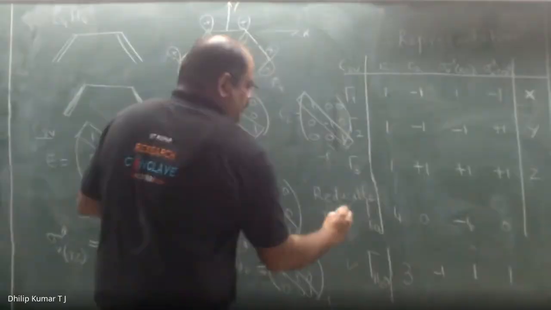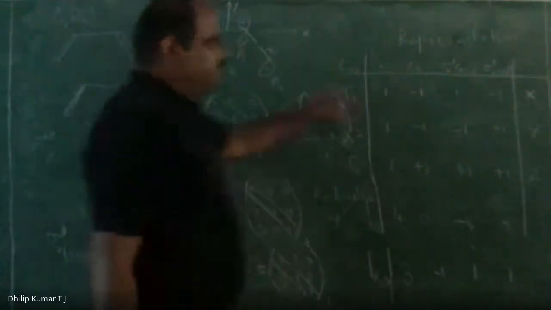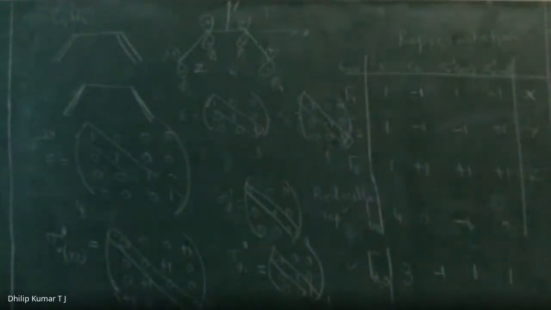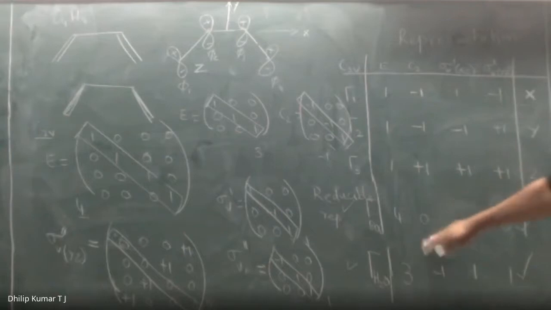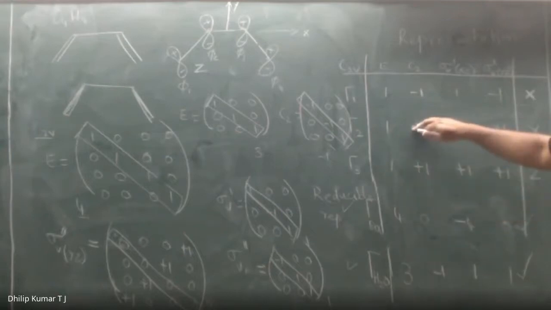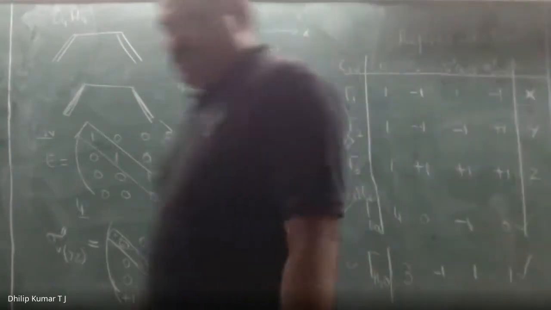Reducible representation, whereas the first 3 are irreducible. So these two are reducible, and these 3 are irreducible. We'll see how to go from here to here. That's our next objective.